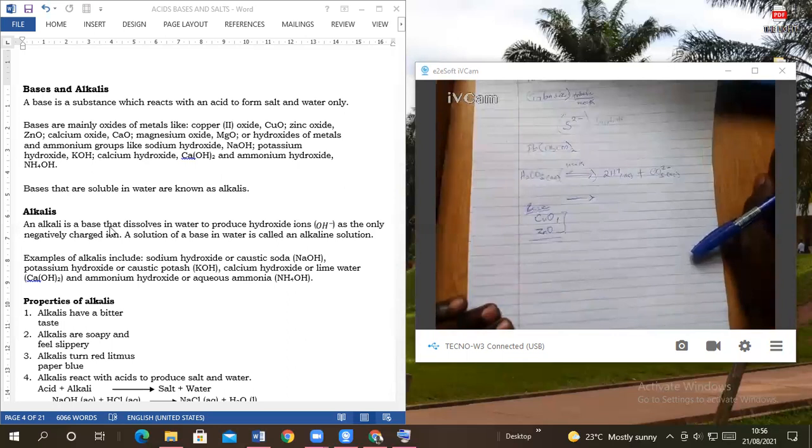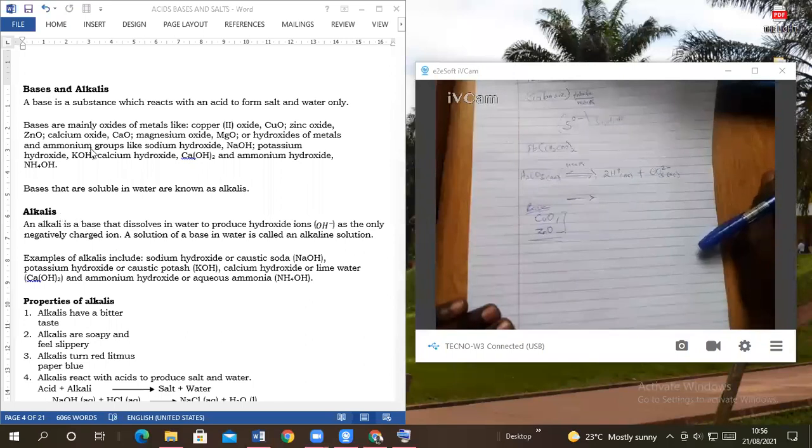Alkali is a base that dissolves in water to produce hydroxide ions as the only negatively charged ion. Those are alkalis. So know the difference between a base and the alkali. A base is a substance which reacts with an acid to form a salt and water only. But an alkali is a base that dissolves in water to produce hydroxide ions as the only negatively charged ion.